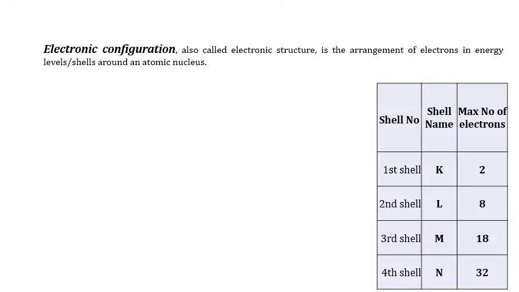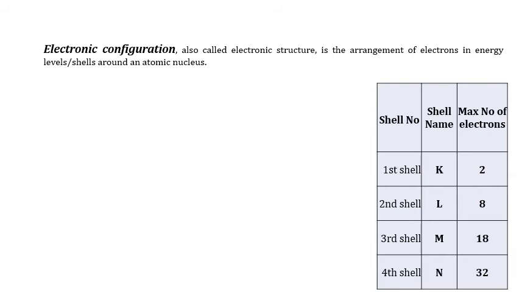Now let's learn about electronic configuration, also called the electronic structure. It's nothing but the arrangement of electrons in energy levels or shells around the nucleus. The first shell is the K shell, which accommodates a maximum of 2 electrons. The second shell is the L shell, which accommodates a maximum of 8 electrons. The third shell is the M shell, which accommodates a maximum of 18 electrons. And the fourth shell is the N shell, which accommodates a maximum of 32 electrons.